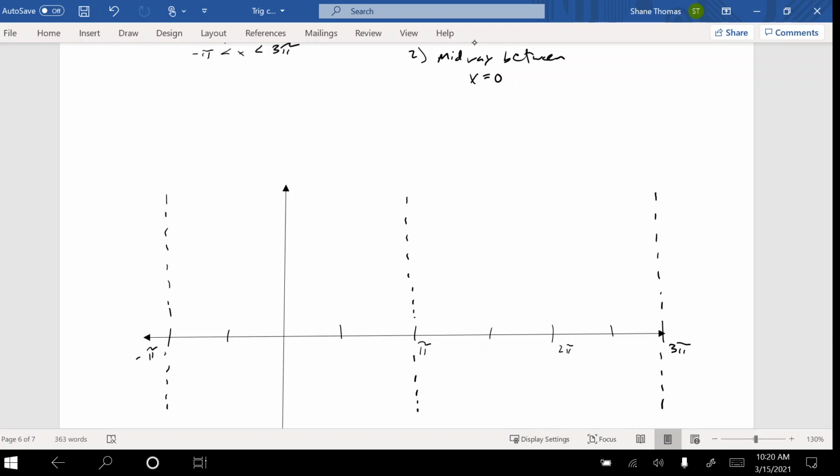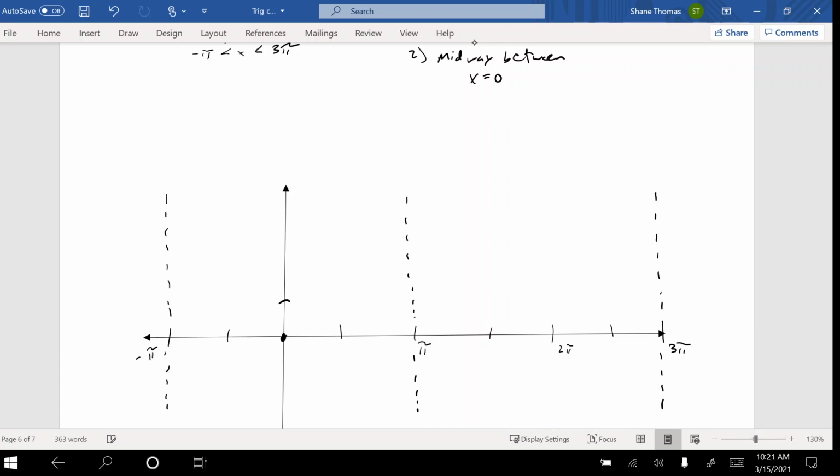This whole section is 2 pi wide, right? Negative pi to pi is 2 pi. So I've had another 2 pi wide, so there's another asymptote. All right, so graph what I know. Halfway between is an x-intercept. Halfway between pi and negative pi is an x-intercept. Boom, that guy's right there. I just found those 2 additional points at pi over 2 and negative pi over 2.